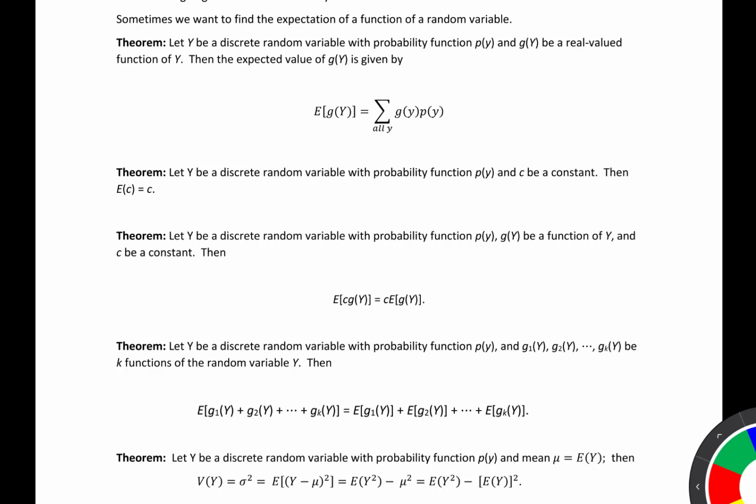And the next one kind of combines the two up above. It says if we have the expected value of a constant times some function of y, then we can just bring the constant outside of the expected value.